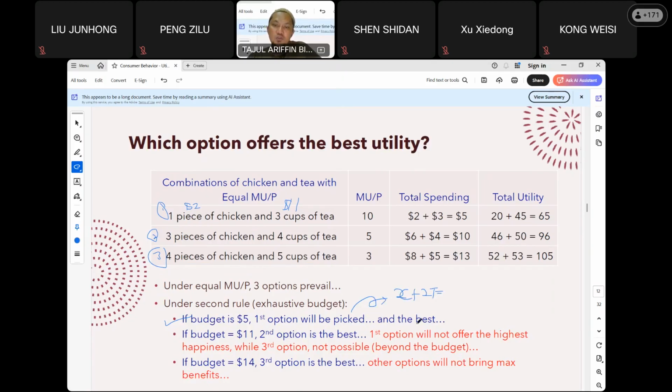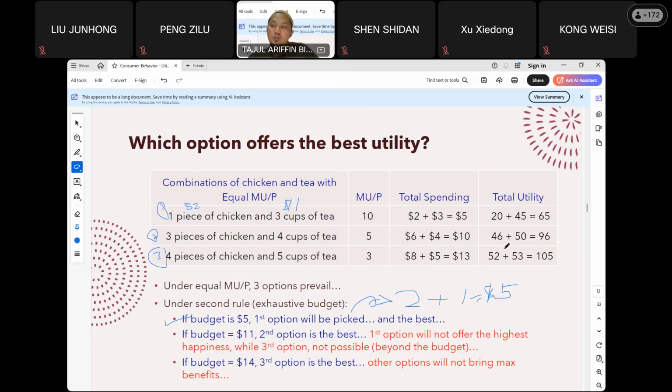So let's check the total spending. 2 times 2, 4, plus 2 times 1, 2, so 6. Not possible. Okay, let's say I change to one that is possible. Let's say I don't want this one. I just want 2 chicken plus 1 tea. So 2 times 2, 4, plus 1 times 1, 1, so equal to 5. Okay, possible.